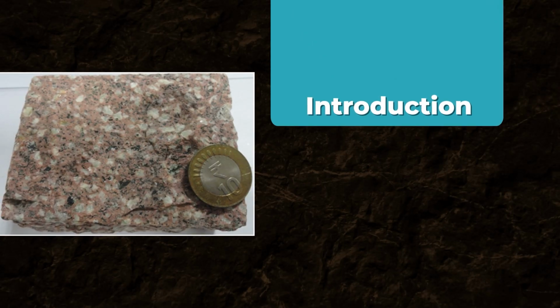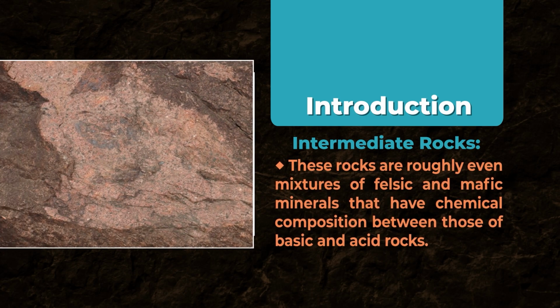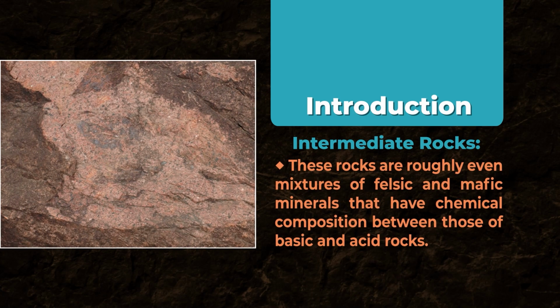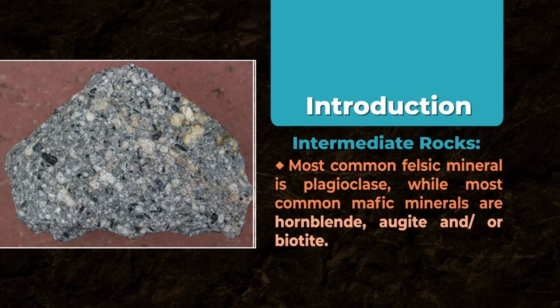Coming to what is intermediate rock. Intermediate igneous rock is a classification based on the silica content in the igneous rock, and if our silica content is lying between 52 to 65%, we call that rock an intermediate rock. These rocks are roughly even mixtures of felsic and mafic minerals that have chemical composition between those of basic and acid rocks. Most common felsic minerals are plagioclase, while the most common mafic minerals are hornblende, augite, and/or biotite.